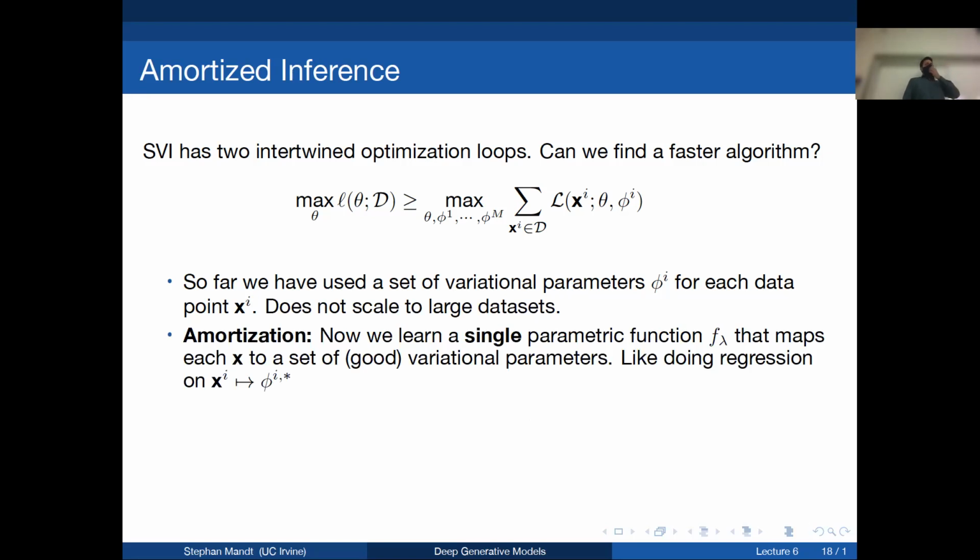And this now links to this idea of amortization, which is to say that we learn a single function f that has its own parameters lambda and tries to predict the optimized variational parameters of every data point xi based on the features of xi. In other words, we're trying to regress, for every data point xi, using the features of xi to automatically predict what that data point's optimized variational parameters phi I would be. And this involves another network, a neural network, which we call f lambda.